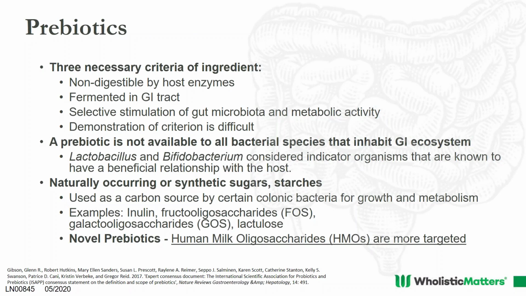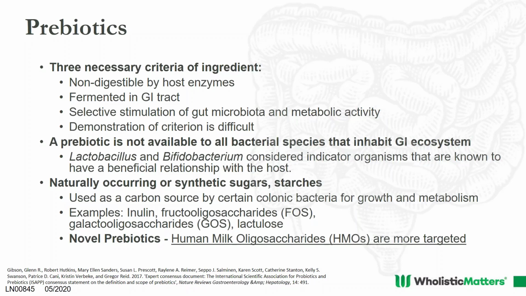Overall, for prebiotics, there are three necessary criteria. They should be non-digestible by a host enzyme. They're fermented in the GI tract. They have selective stimulation of gut microbiota and metabolic activity. There's a demonstration of that criterion, and it's difficult. A prebiotic is not available to all bacterial species that inhabit a GI ecosystem. Lactobacillus and Bifidobacterium are considered indicator organisms known to have a beneficial relationship with the host. It's important that they're feeding these ones that are identified as good bacteria or good overall microbes.